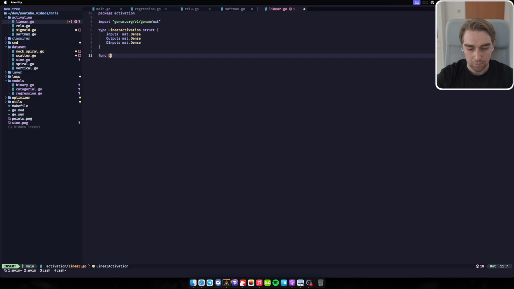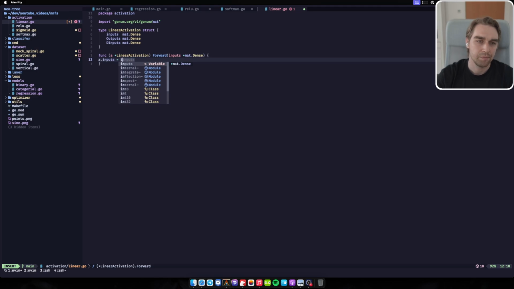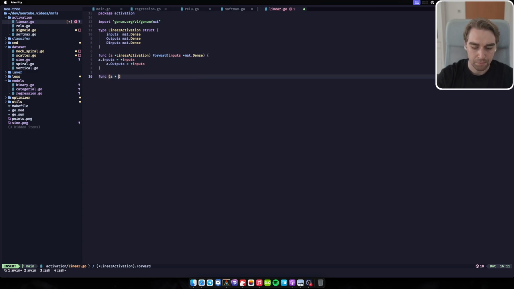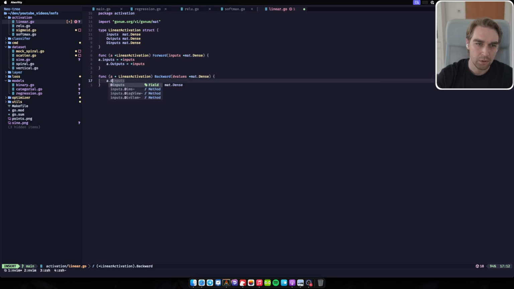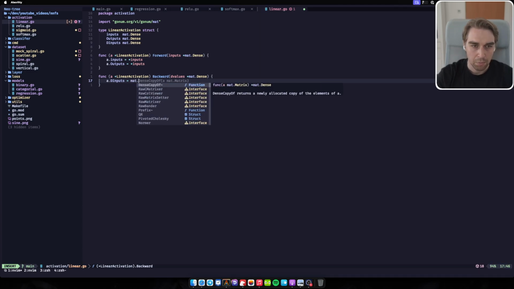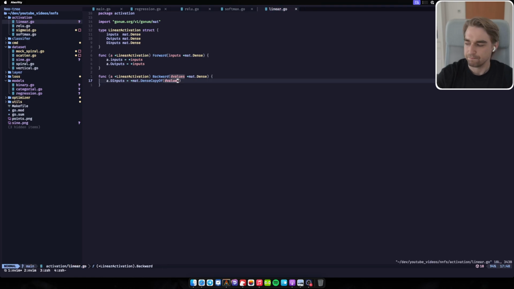Okay, then forward path. Linear activation forwards and takes inputs as math dense. Basically what it does, it stores the inputs and it actually takes the output and references the same one. Then we have the backward path, which is even easier. The values again, and I think the input should be equal to the values because we're making a copy. Okay, math dense copy of the values. That's it.